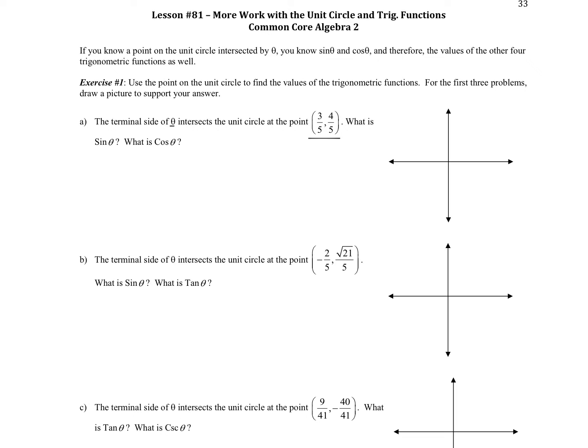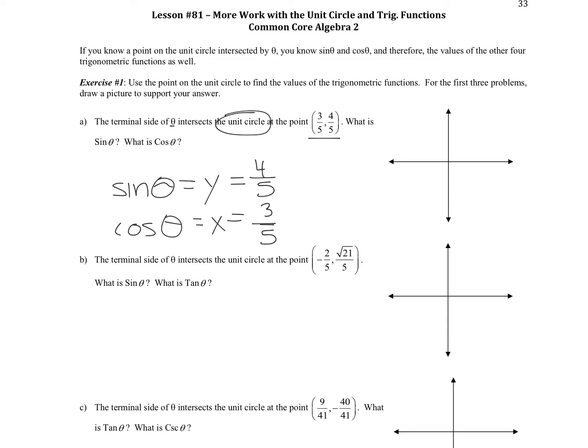So we're going to use this point, but then it says we are going to draw a picture to support our answer. So if this is on the unit circle and only on the unit circle, the sine of theta is equal to the y value, which is 4/5, and the cosine of theta is equal to the x value of that point, which is 3/5. So I can see this angle is in the first quadrant because we have a positive point.